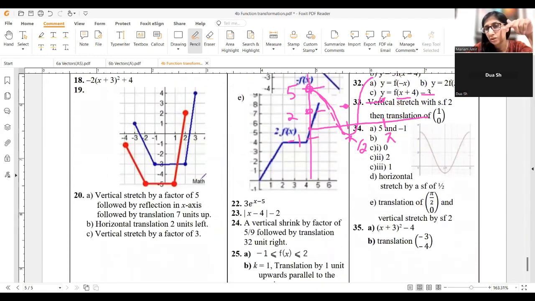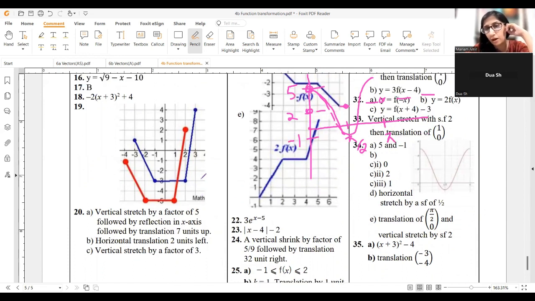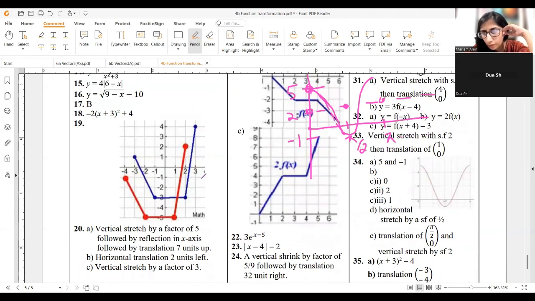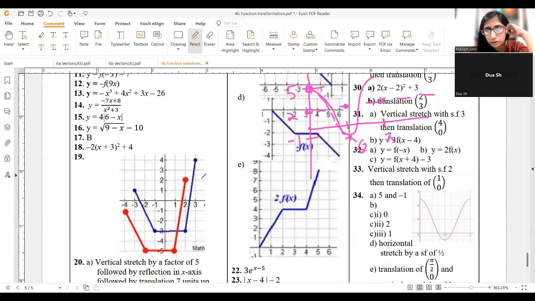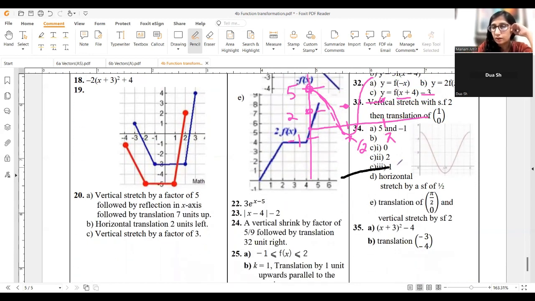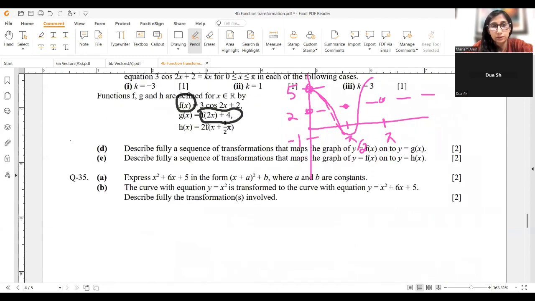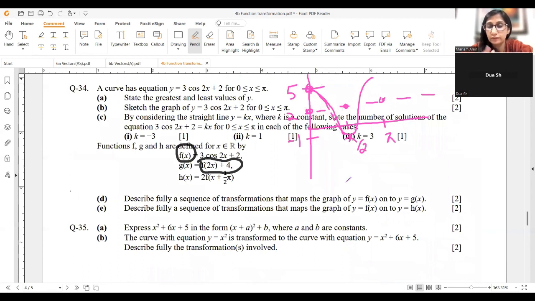Horizontal stretch, which is a stretch in the direction of the x-axis, that's correct, by scale factor half. And the horizontal stretch by scale factor of half, but the translation is not mentioned. I'll have to correct all of this. And yes, then it was moving 4 units up, so (0, 4).